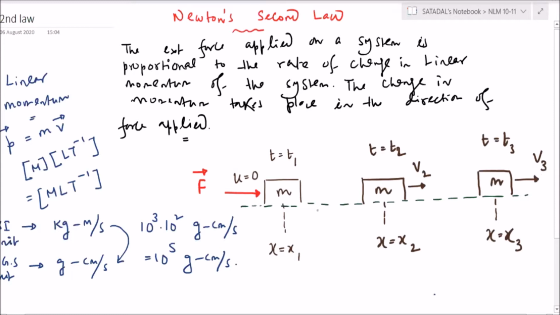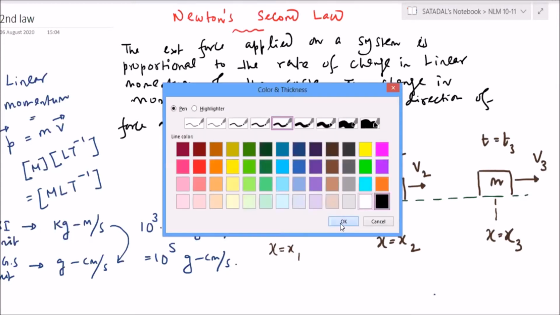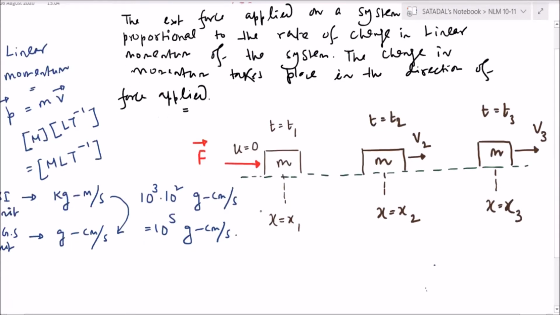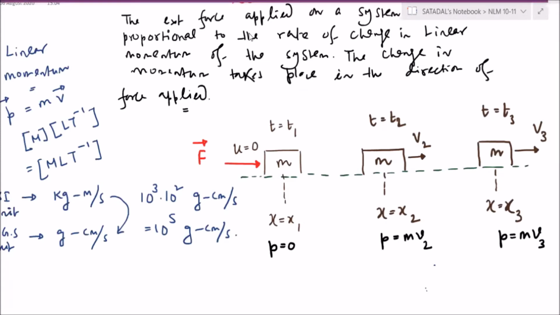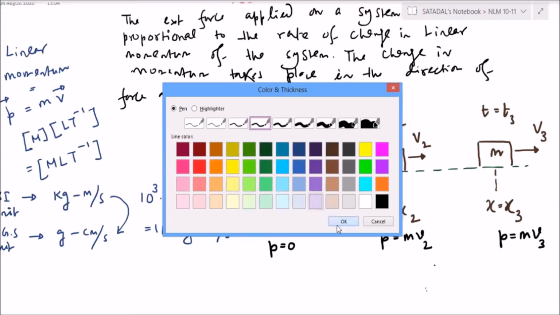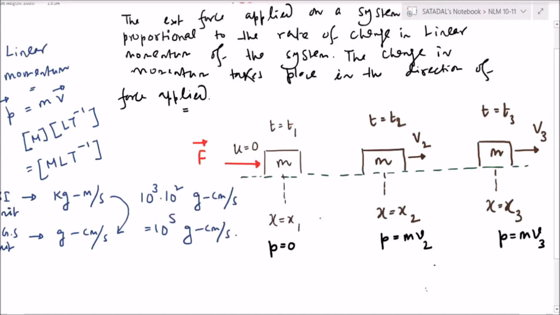Right. So now let us check what happens to the linear momentum. If you check at x equal to x1, here momentum is equal to 0. Right? Why 0? Because it was at rest. At this instant, linear momentum p is equal to mass into velocity v2, and here linear momentum is equal to m into v3. Right? I hope this is clear to everyone. Correct? Right.